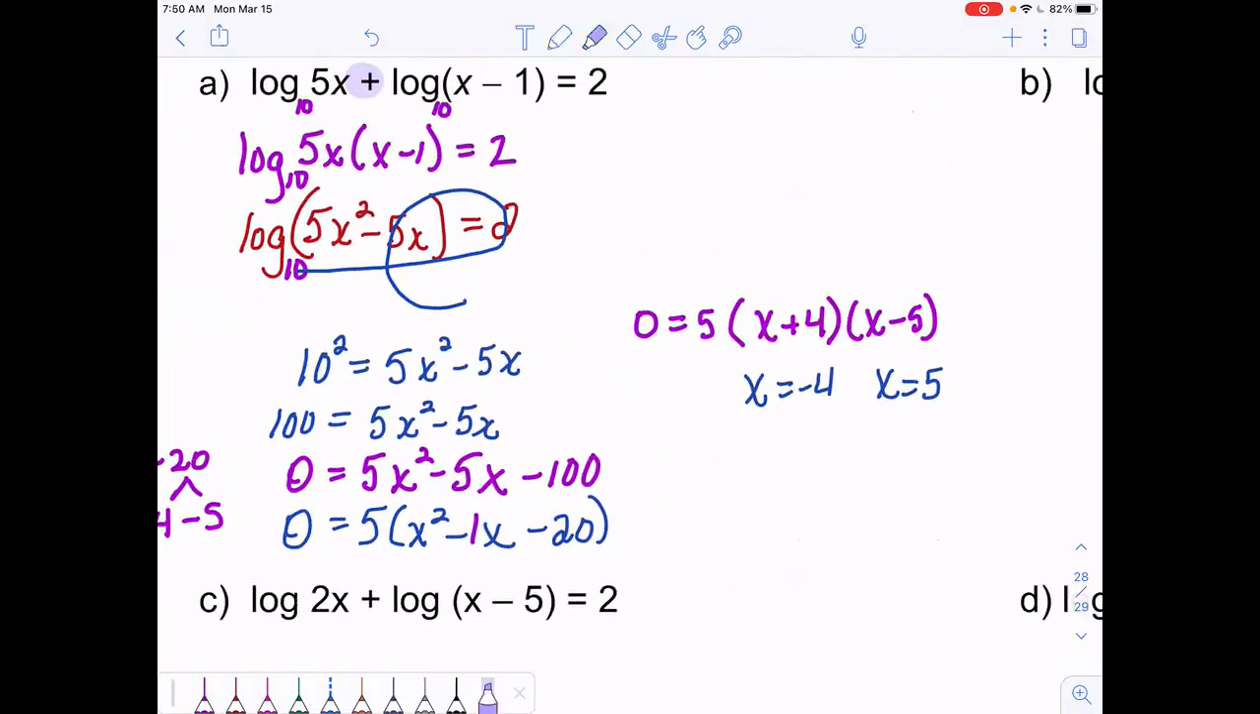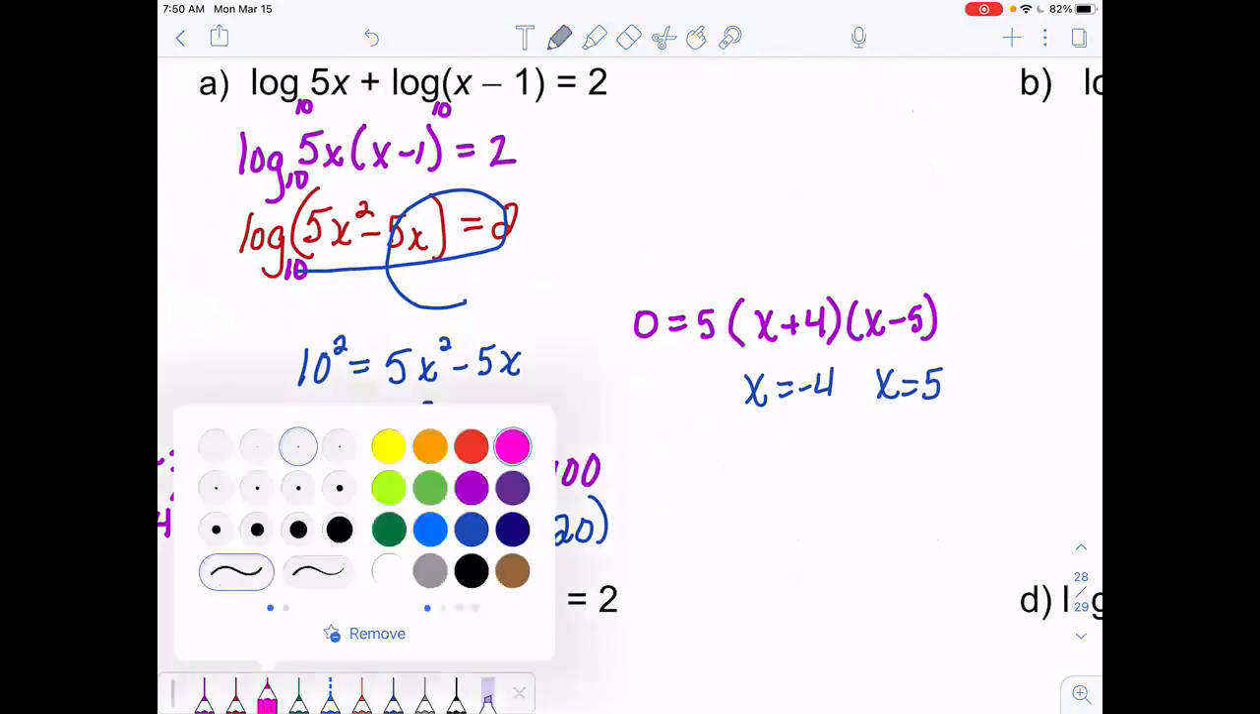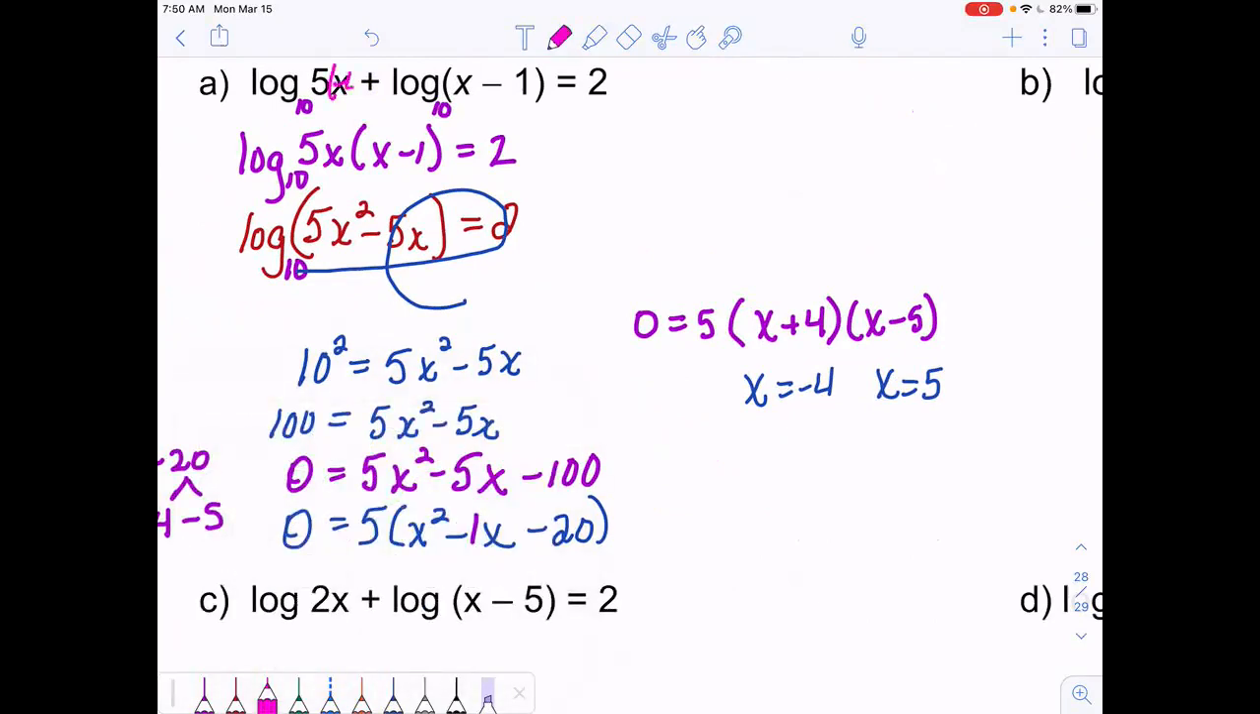So if you take the number -4 and plug it in for x, I would have the log of -20 and the log of -5. That means x cannot equal -4. That's our extraneous solution. Make sure you cross it off.